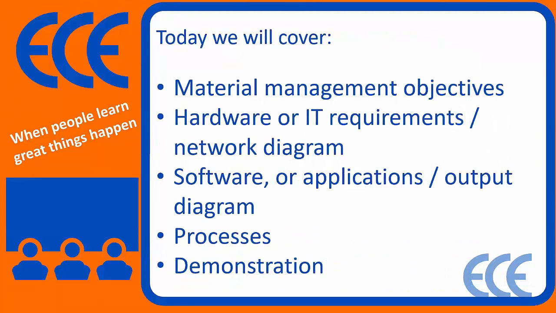And at a high level, here's what we're going to cover. So just a couple material management objectives. What are we actually trying to accomplish? We'll talk about the hardware requirements in kind of a network diagram so you can see what hardware is required. We'll talk about the software requirements, or the applications and what outputs come from them. We'll do a couple workflow processes so you can see at a high level certain aspects of this process and how you would go about doing certain things. And then we'll do a demonstration. We'll just show you exactly how it works. So we'll start it off with talking about the objectives.